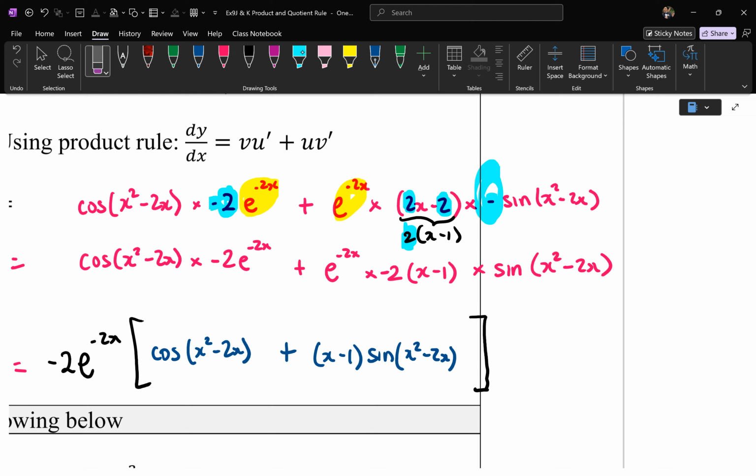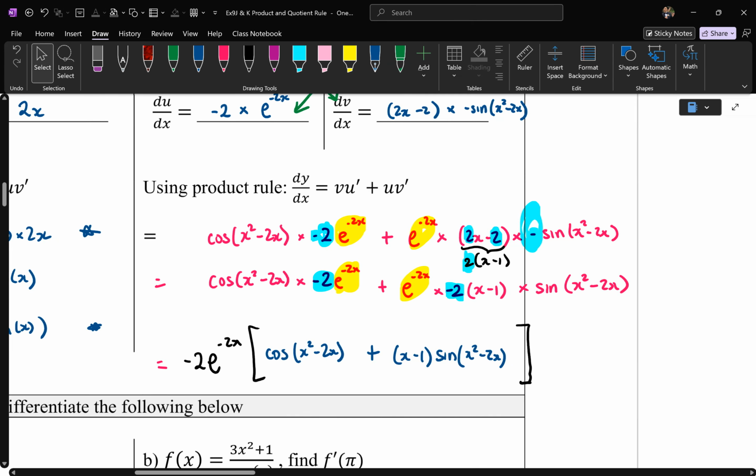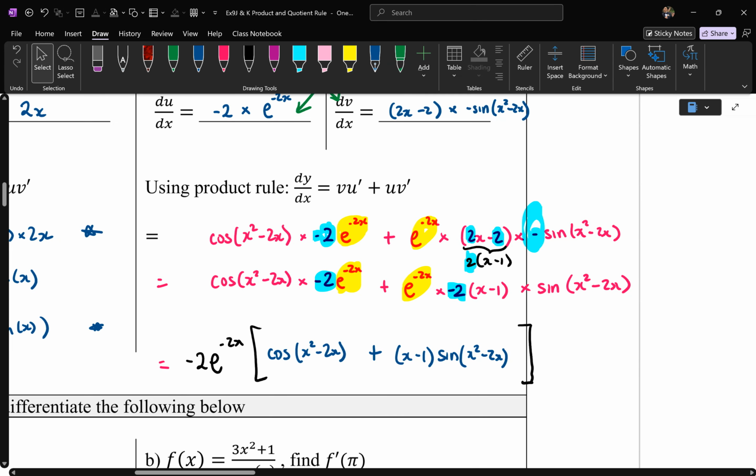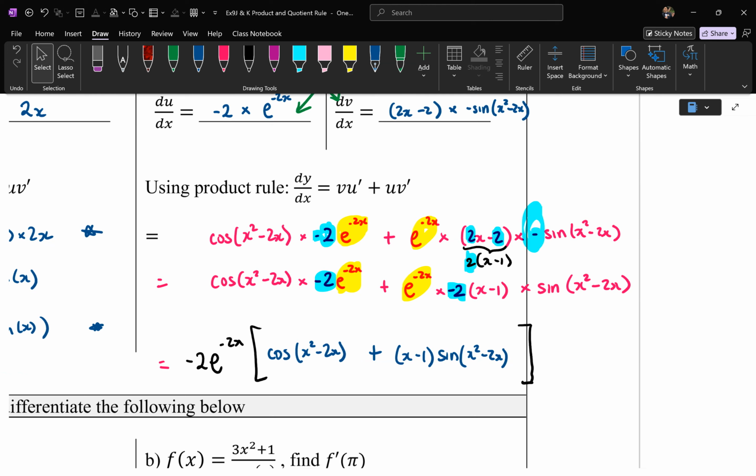So from there, you can then see I've got a negative 2. They both have a negative 2, and they both have e to the negative 2x. And that's how I took out negative 2 and then e to the negative 2x out. So what is left over is what's inside the brackets.